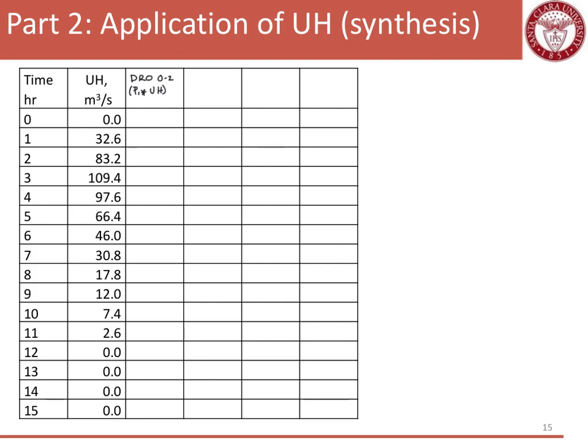In this first column, I am going to have the direct runoff for the 0 to 2 hour storm, that 1.5 centimeters. This is going to be P1, 1.5, times each of the ordinates. So at time 0, I have 0. At time 1 hour, I have 1.5 times 32.6, which is 48.9 cms. At time 3, I have 83.2 times 1.5, which is 124.8 cms. And I'm going to keep doing this, multiplying each of my unit hydrograph points by 1.5.